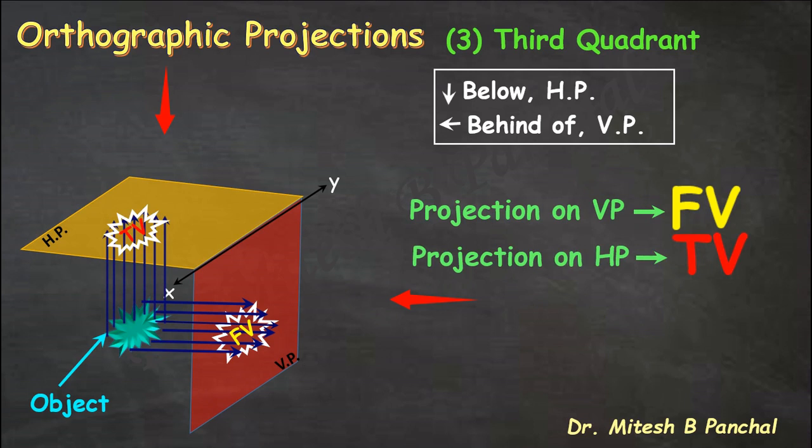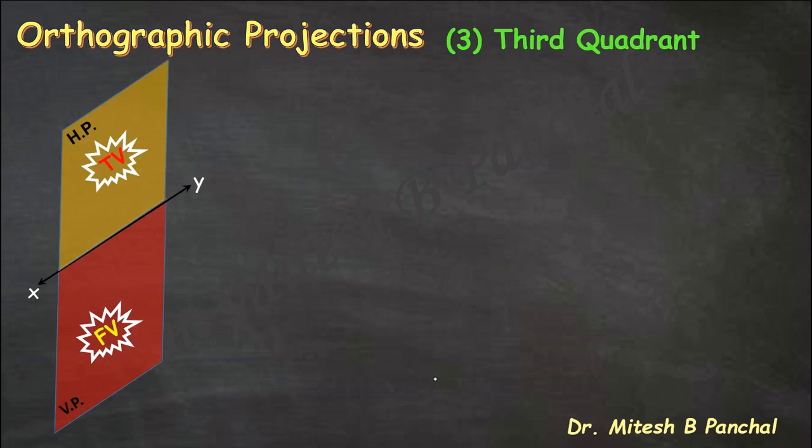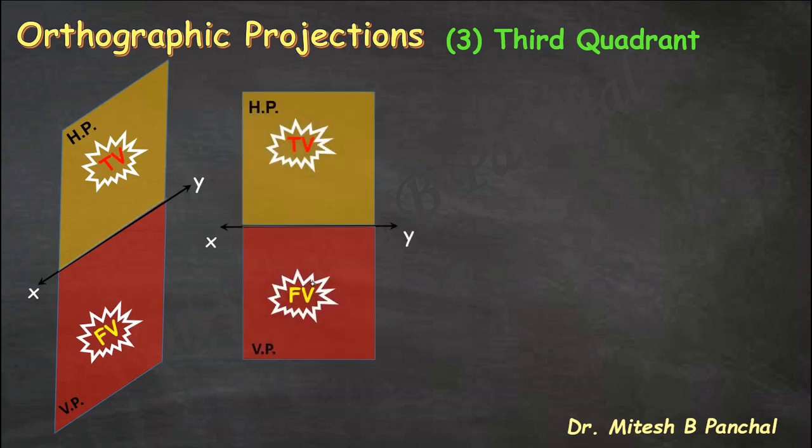Right? So ultimately on VP we have the front view, on HP we have the top view. Now following the same rule, that is VP will remain as it is and HP will rotate 90 degree in clockwise direction. So ultimately we will get the projection of the object, that is top view, will be above XY line and front view is below XY line. Right? When you look at from the front side, this will be the answer.